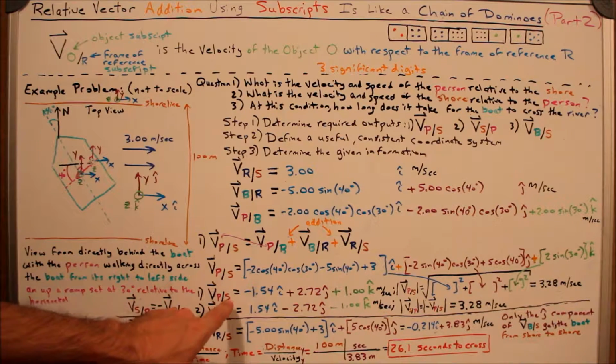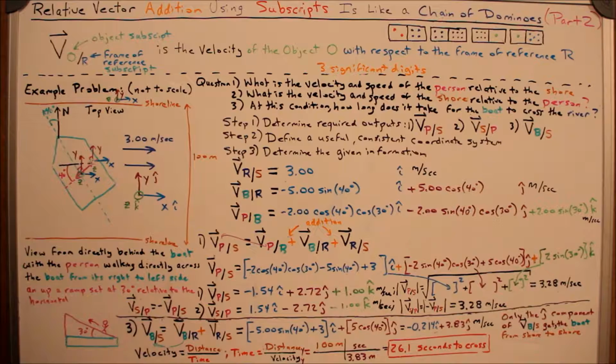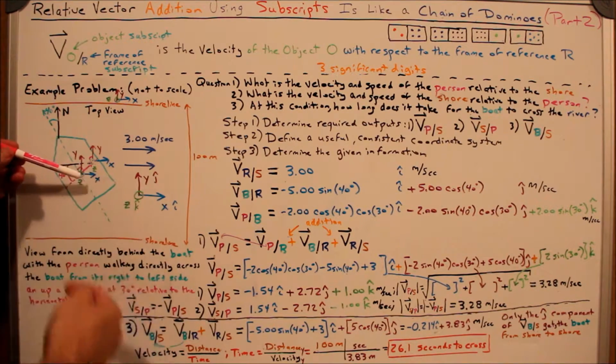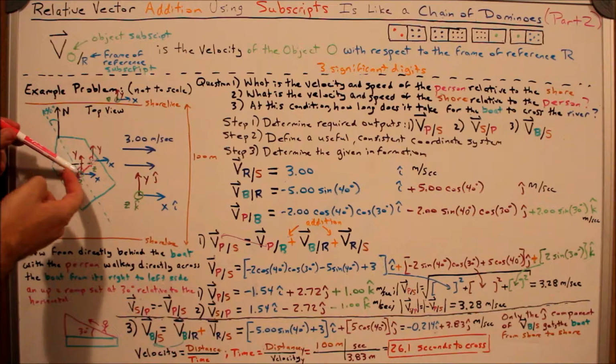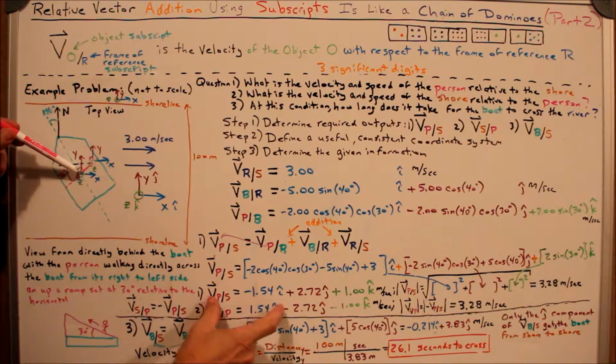So that's saying this is the velocity of the person with respect to the shore. You see it's good that the velocity is in the minus i hat direction, in the plus j hat direction, and the plus k hat direction. So this is the velocity of the person with respect to the shore. Then the question is, what's the speed?